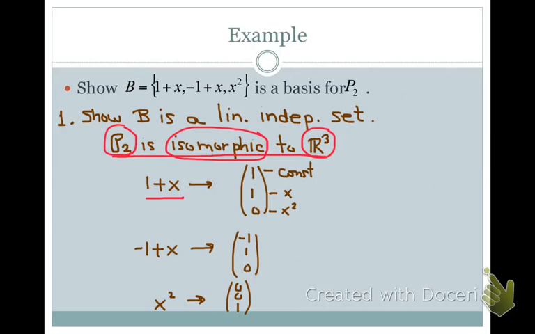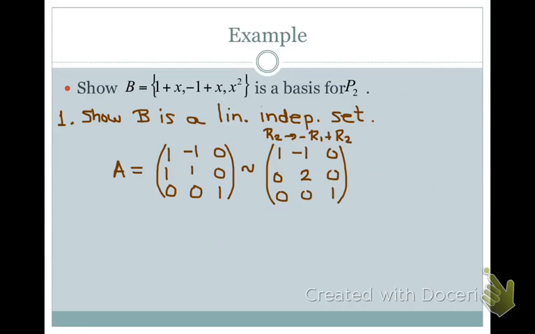Well, remember, these are supposed to represent quadratic polynomials. So the first term represents the coefficient for the constant, the second term in the vector represents the coefficient in front of x, and the last term represents the coefficient in front of x squared. So if we're dealing with 1 plus x, then the corresponding coefficients would be 1, 1, 0. For minus 1 plus x, it's minus 1, 1, 0. And for x squared it's 0, 0, 1. So to show that B is linearly independent is the same thing as showing that these vectors in R3 are linearly independent.